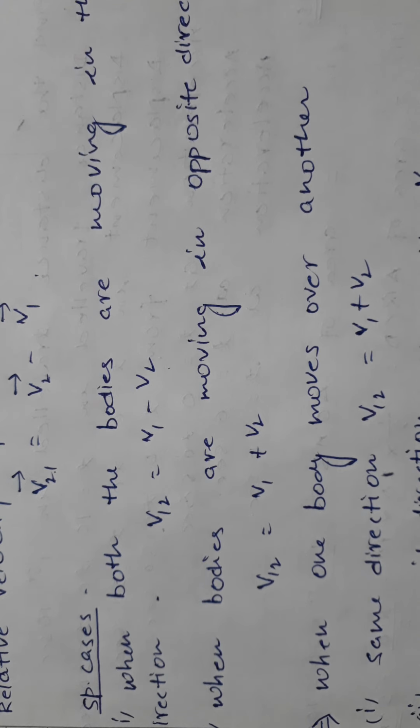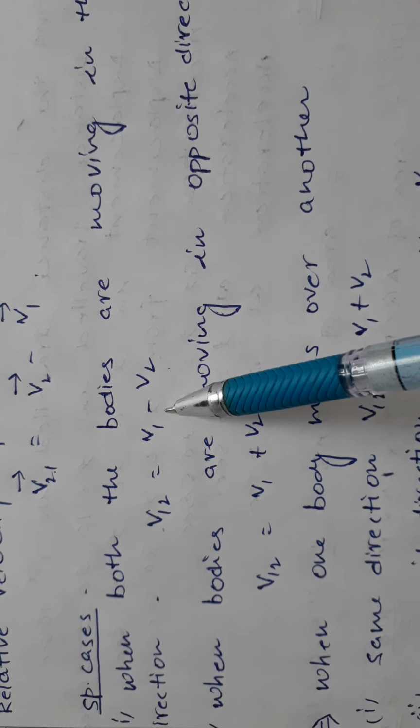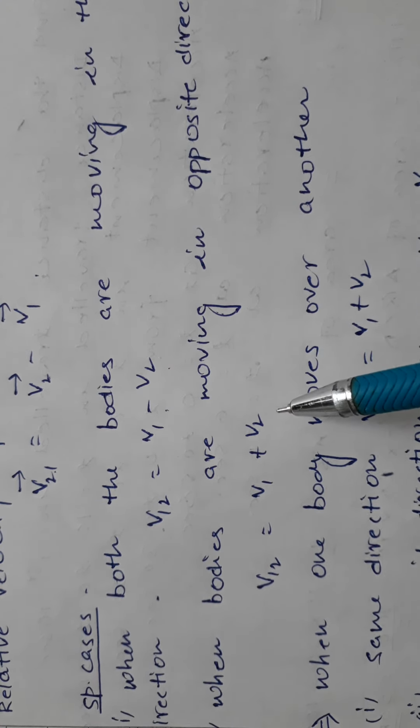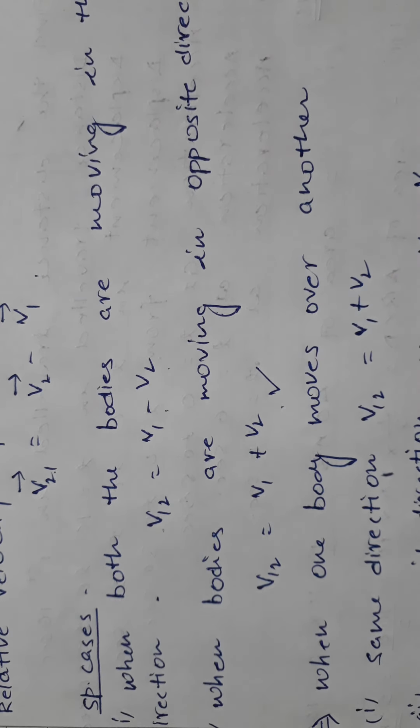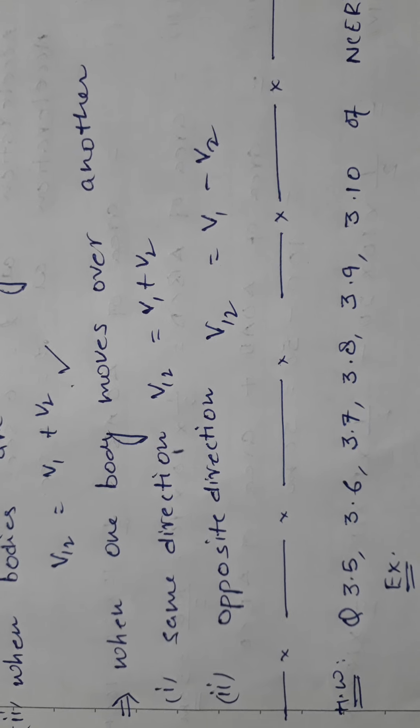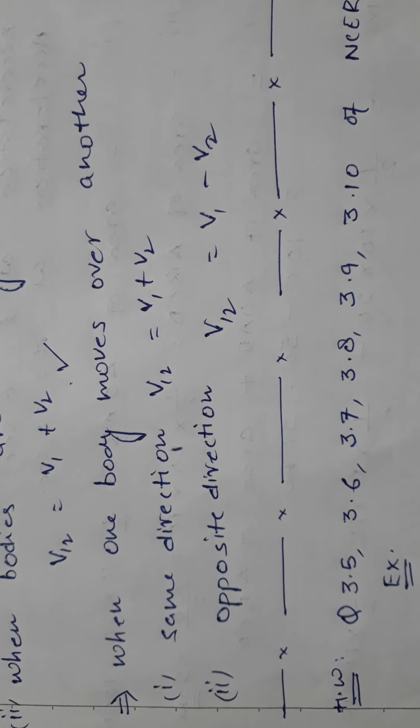Suppose you are traveling in a car and your friend is also moving in another car, moving in the same direction. He takes more time to overtake you in comparison to when he is coming from the opposite side. So if bodies are moving in the same direction, their relative velocity is equal to the difference of their velocities, and if they are moving in opposite direction, their relative velocity is equal to their sum. But this concept is reversed when one body is moving over another. One body is moving over another.